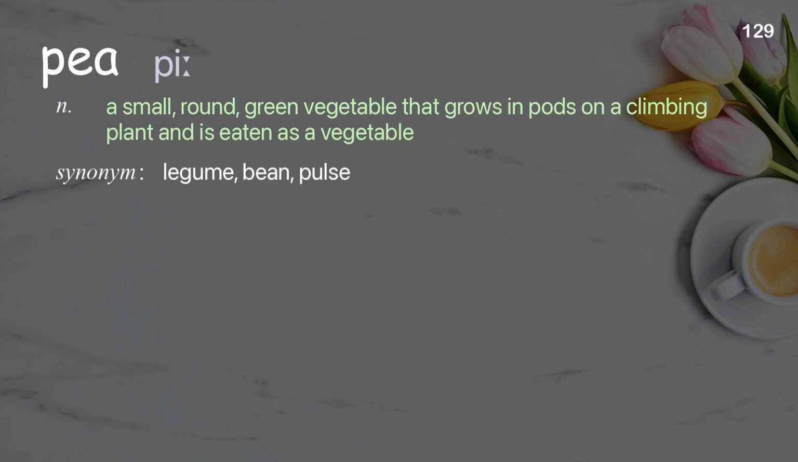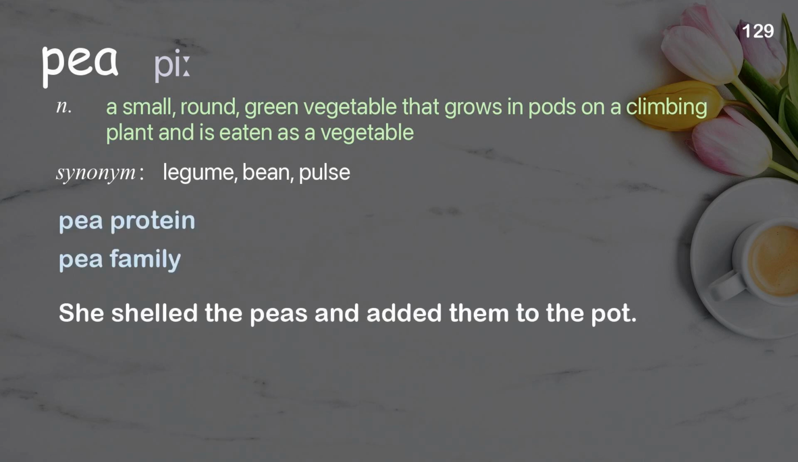Pea. A small, round, green vegetable that grows in pods on a climbing plant and is eaten as a vegetable. Examples: pea protein, pea family. She shelled the peas and added them to the pot.